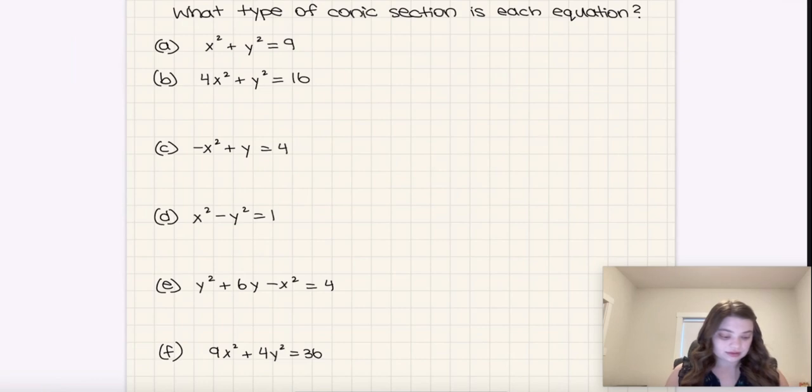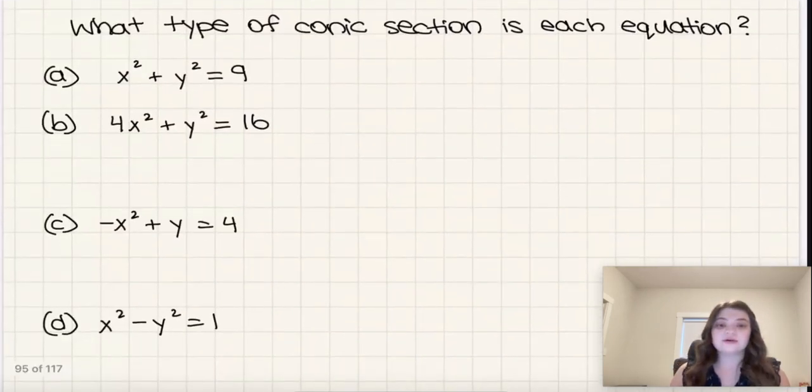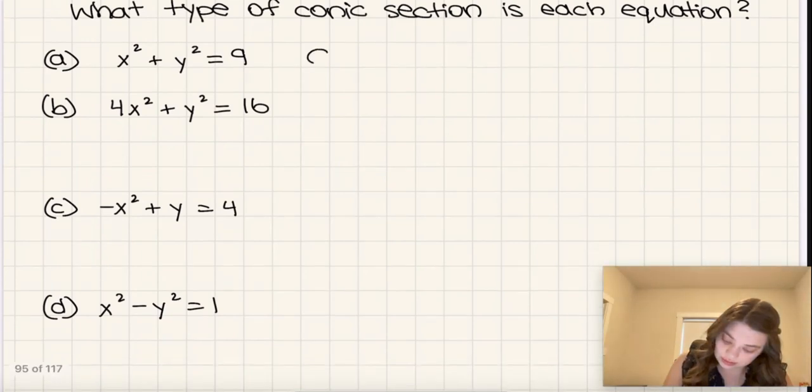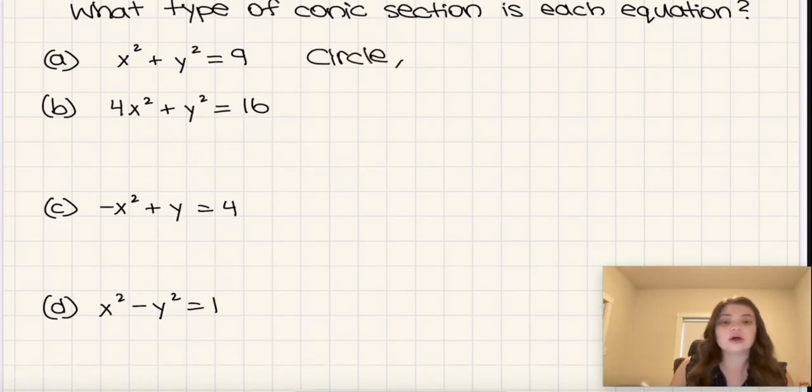Okay, so the first one here, x squared plus y squared is equal to 9. Well, that would be a circle because that goes with the x squared plus y squared equals r squared equation, where r is 3 in this case. So this would be a circle. And because all circles are also ellipses, we would also say ellipse.